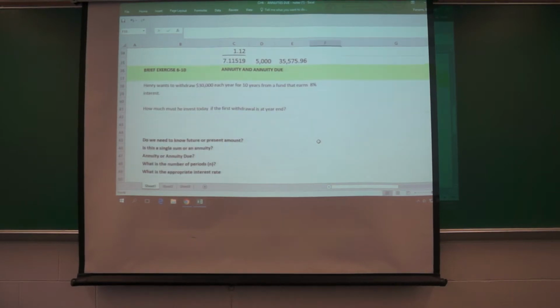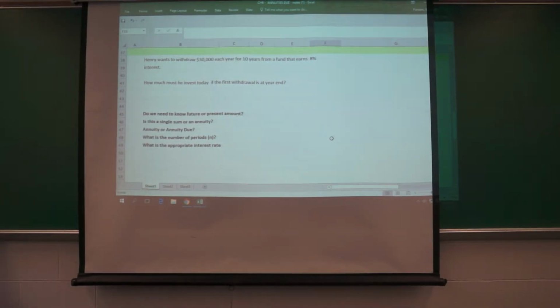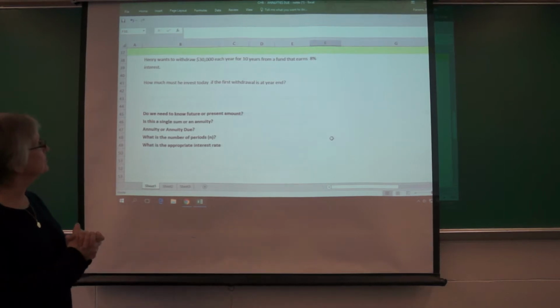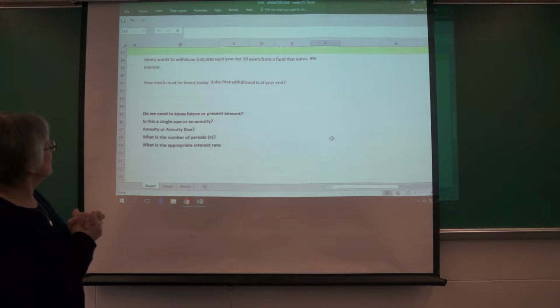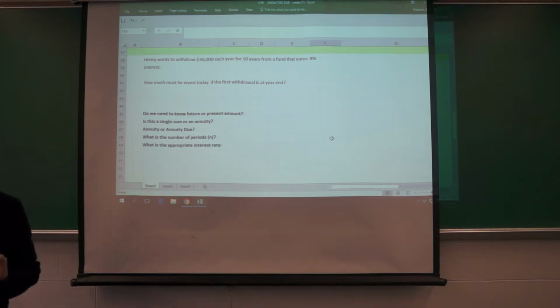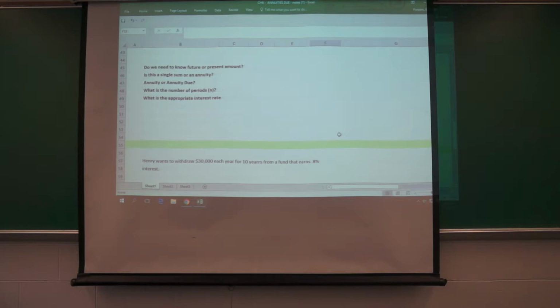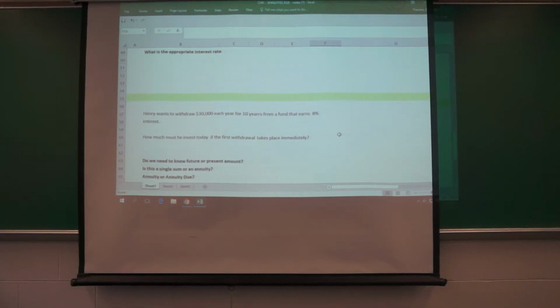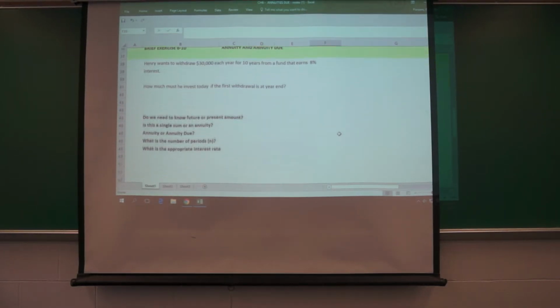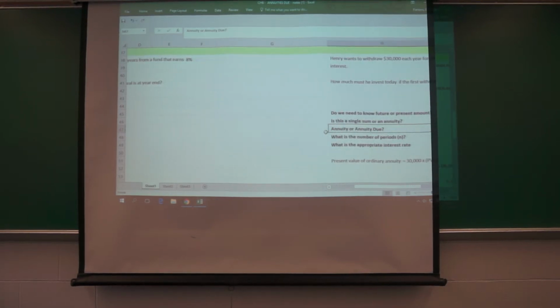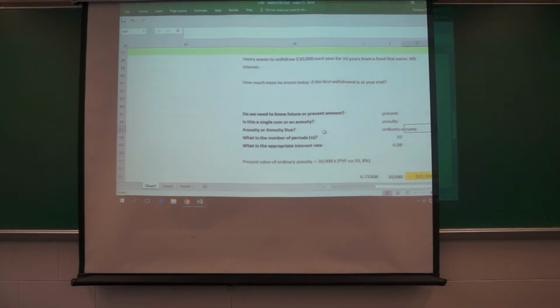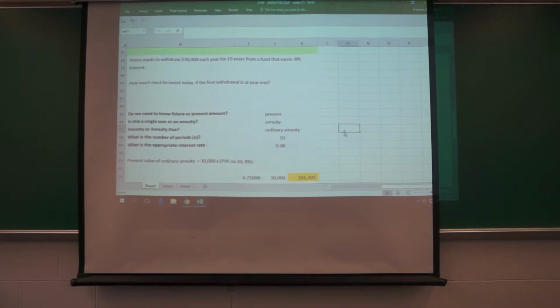This is Henry. He wants to withdraw $30,000 each year for 10 years from a fund that earns 8%. How much must he invest today if the first withdrawal is at year end? Okay, this is kind of a confusing problem because it's using the word today, but the first withdrawal is at year end. I will be much clearer than this on an exam.